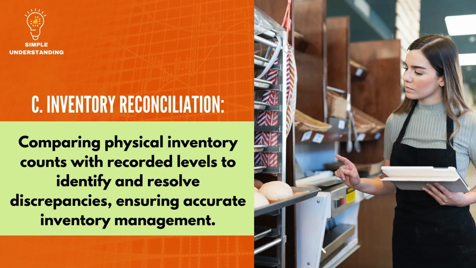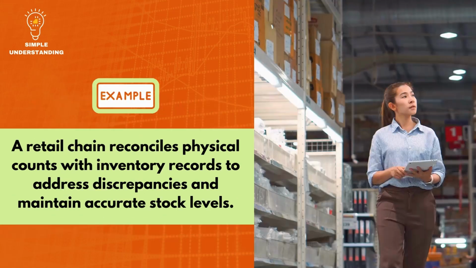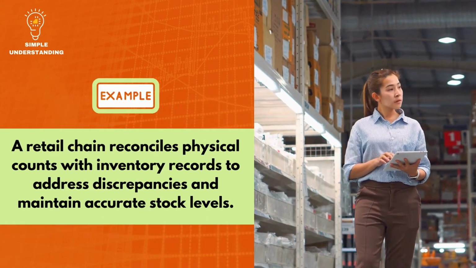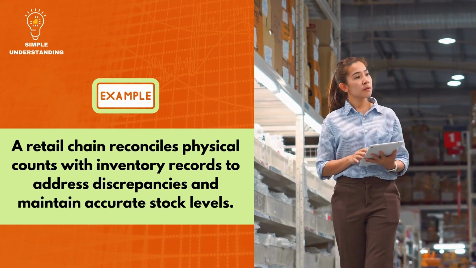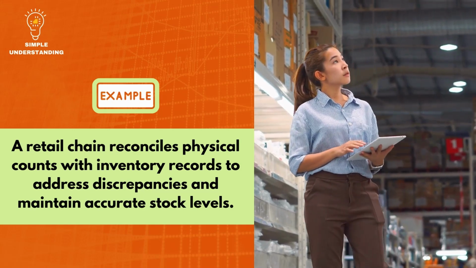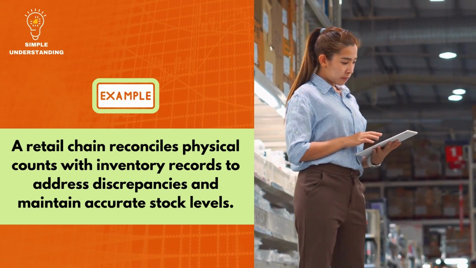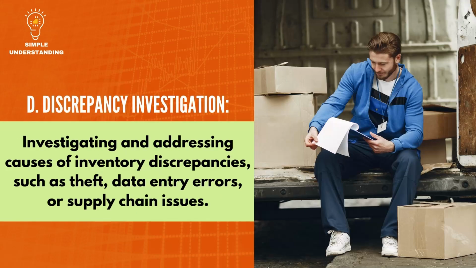C. Inventory reconciliation. Comparing physical inventory counts with recorded levels to identify and resolve discrepancies, ensuring accurate inventory management. Example: a retail chain reconciles physical counts with inventory records to address discrepancies and maintain accurate stock levels. D. Discrepancy investigation. Investigating and addressing causes of inventory discrepancies, such as theft, data entry errors, or supply chain issues.